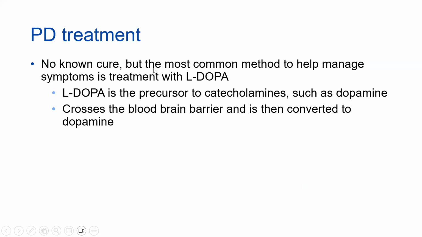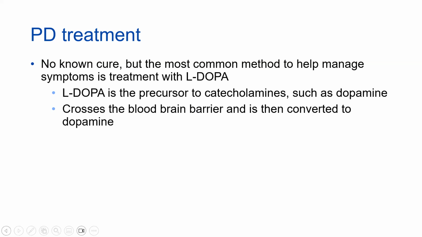In regard to treatment, there's no known cure, but the most common method to help manage symptoms is treatment with L-DOPA. L-DOPA is the precursor to dopamine, and it is able to cross the blood-brain barrier. This is essentially a barrier that prohibits factors from your periphery from getting into your brain. Some things can cross this barrier. You have to have a certain size and composition. And L-DOPA actually is able to cross the blood-brain barrier. And once it crosses, it's then converted to dopamine in the brain.